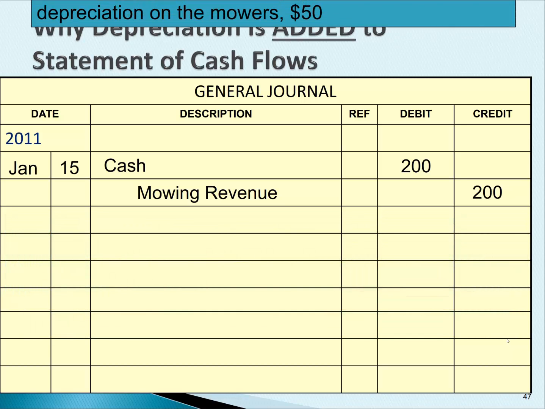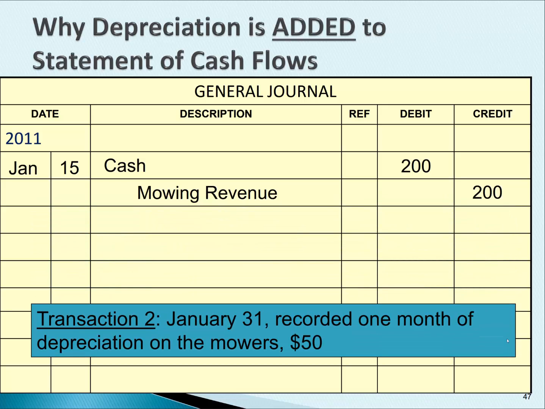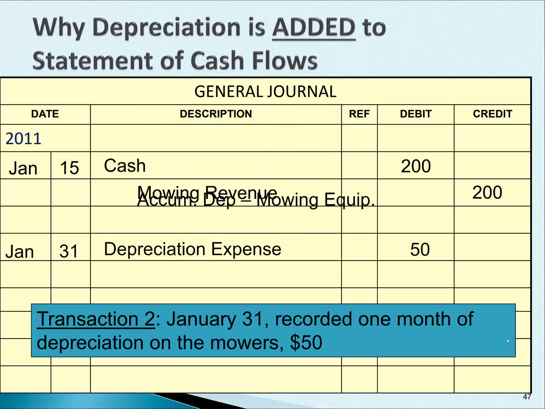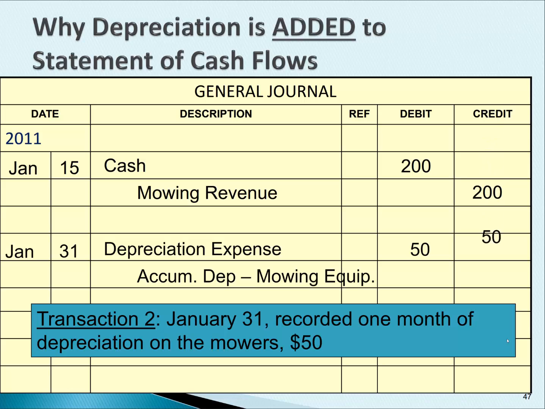So let's do one more transaction. We're going to record 1 month of depreciation on the mowers for $50 at the end of the month. So January 31st. Do you remember what the transaction is for depreciation expense? Depreciation expense increases with the debit. And accumulated depreciation on the mowing equipment goes up. Remember, accumulated depreciation is a contra asset account.